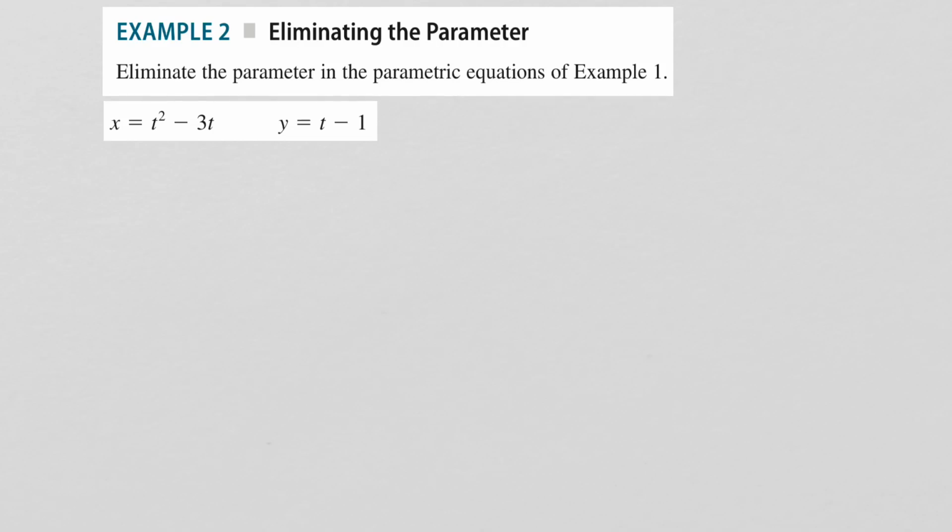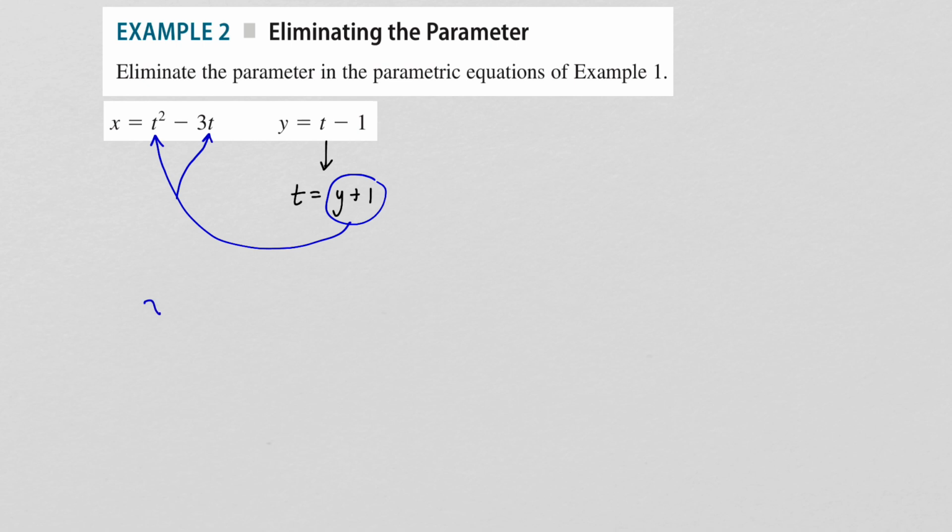When given a set of parametric equations, we can also eliminate the parameter in those equations. So here are the parametric equations that we had in example 1. What I want to do here is eliminate the parameter. This means I want to get an equation just with x and y, no t. Notice that we can solve for t in the second equation here. We can say t is equal to y plus 1. And then we can plug y plus 1 in for t in the first equation.